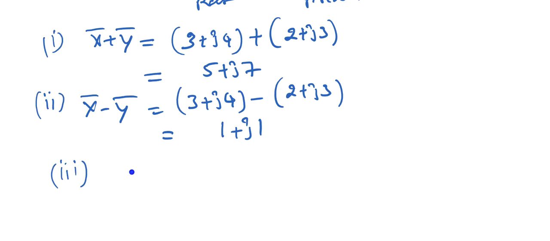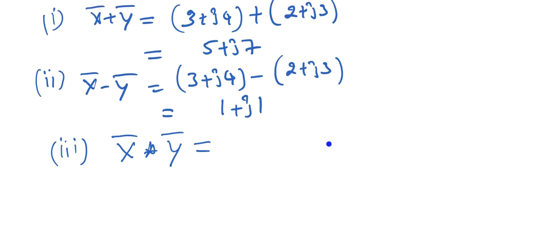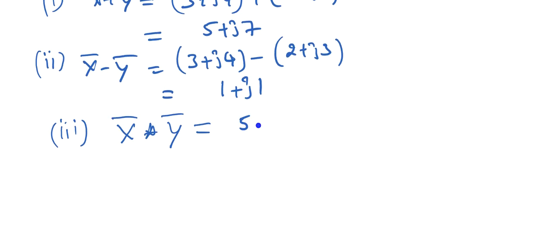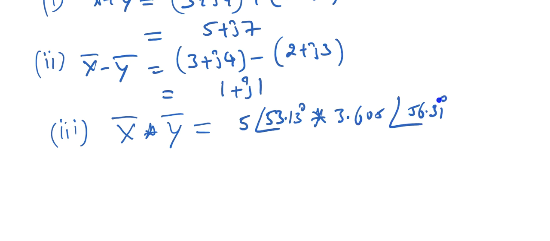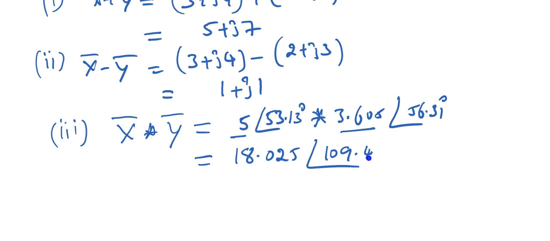I have to do the multiplication of the two vectors. For multiplication and division, I will go with the polar form. So what is the polar form? The x vector is 5 at 53.13 degrees, multiplied by 3.605 at 56.31 degrees. If you multiply these two magnitudes, you will get 18.025, with the summation of the two angles, phi1 plus phi2. If you do this, you get 109.44 degrees. This is very easy to do, isn't it?